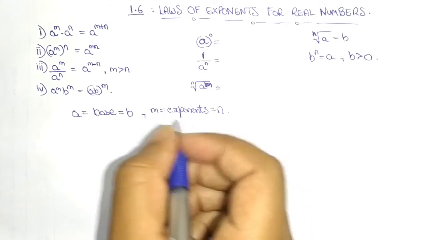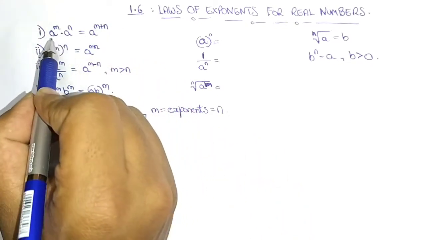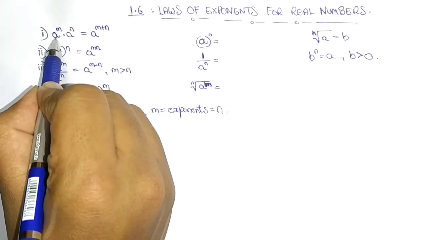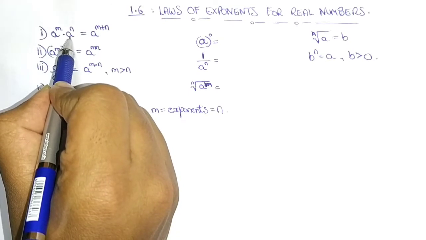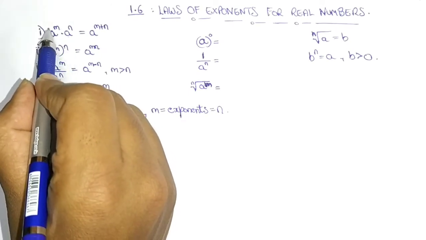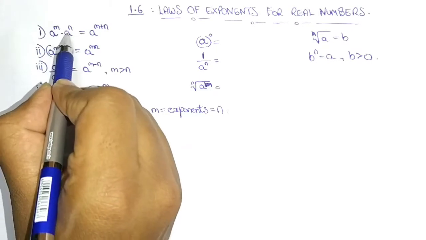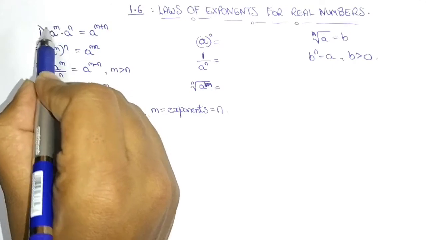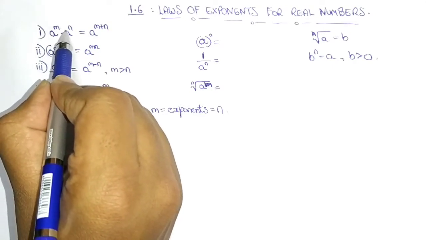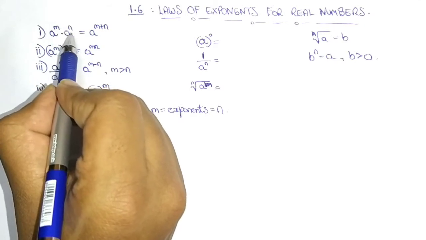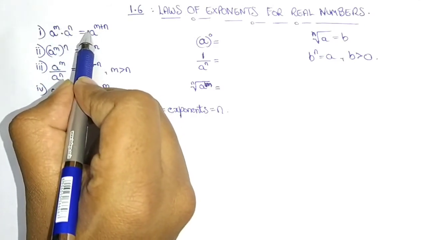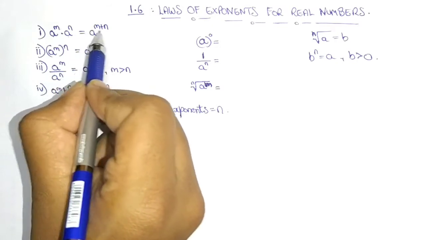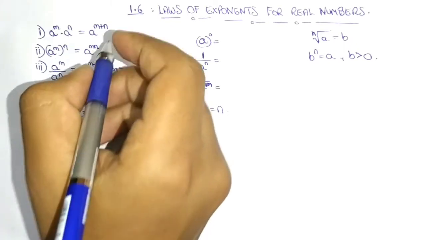Now we are going to deal with the first law. The first law states that if you are multiplying the same number, this A is also the same number. Suppose here there is a 7 and here also there should be a 7 for this law. If you have 7 power M, and it is multiplied with another 7 with power N, then the answer is going to be 7, that is A, to the power of the sum of the exponents.